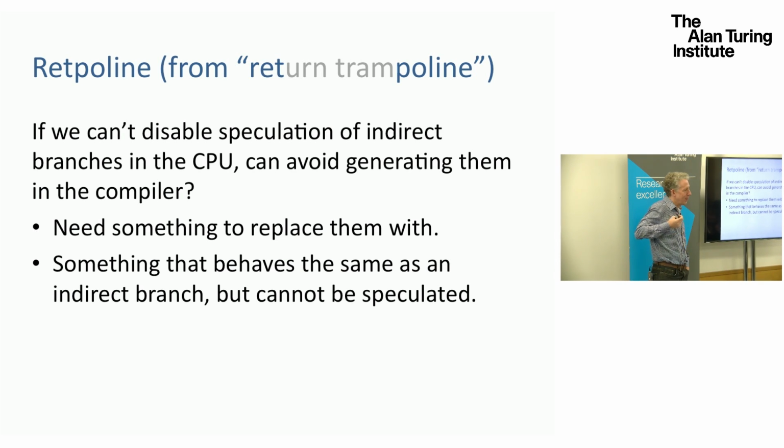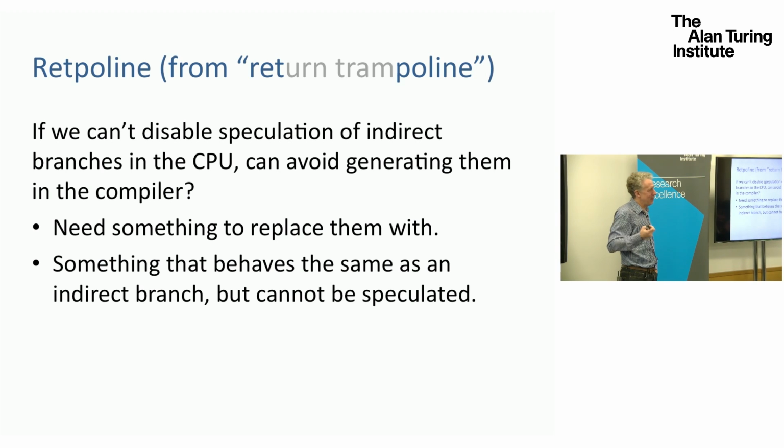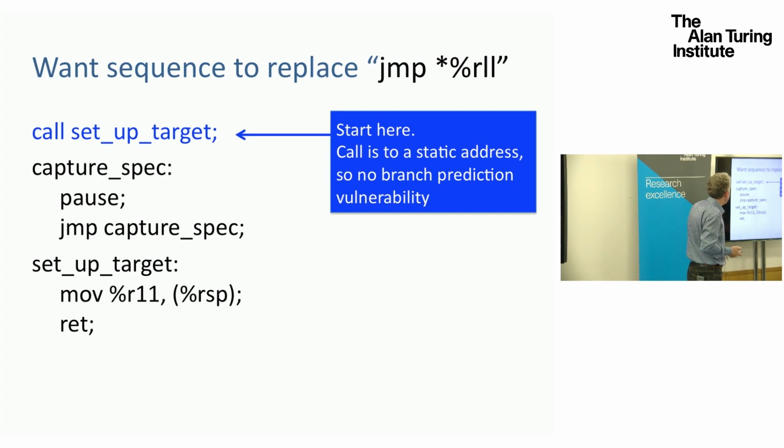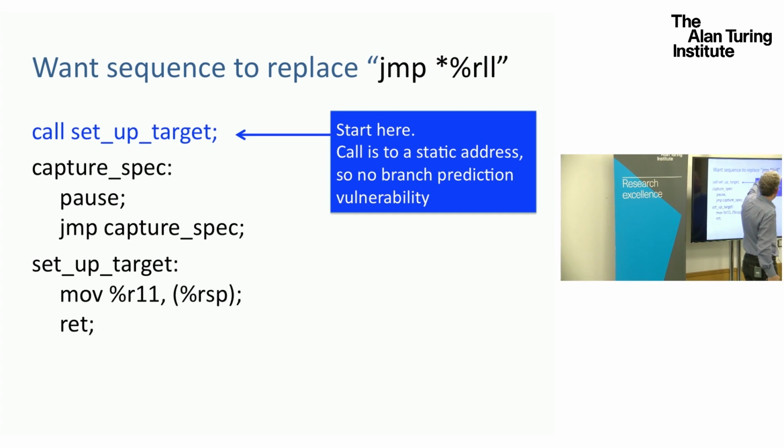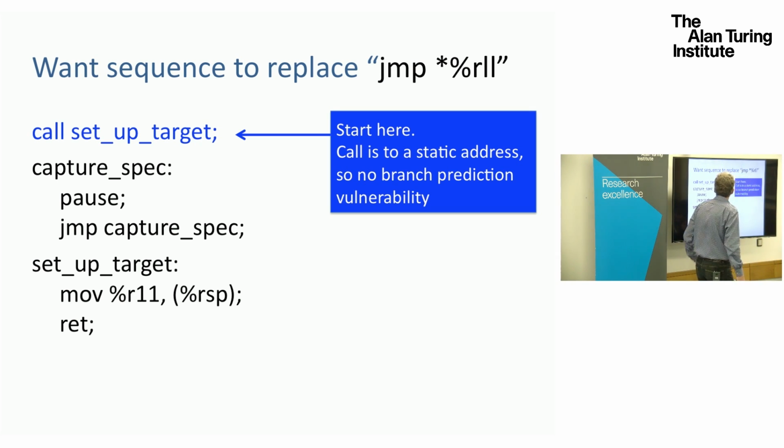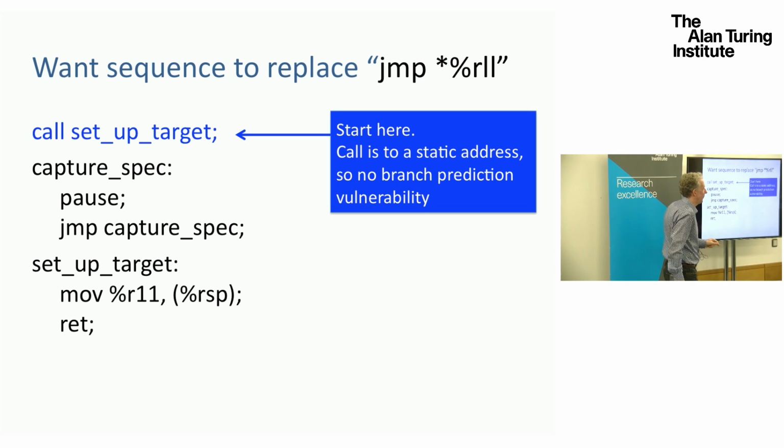So what we need, though, is something to replace these indirect jumps, because we still need to be able to do them. But we said that even on existing shipping hardware it will not do speculative execution across the indirect branch. So what we want is a sequence that's going to replace the jump to some register location. This is a little tiny code fragment, which is called a retpoline, and it does this. So we start here, and the idea is we're going to use this chunk of assembly in place of this, wherever the compiler generates code. Okay. So the first thing it does is call setup target. Now that's a call to a static address, so there's no branch prediction vulnerability there. It will just jump to here. And we can't pollute that one.